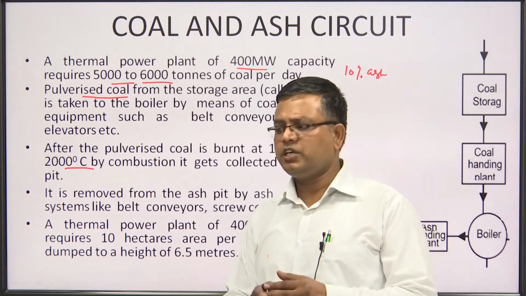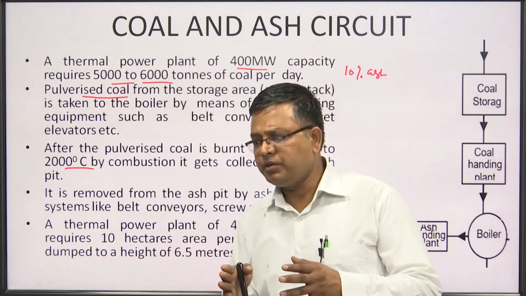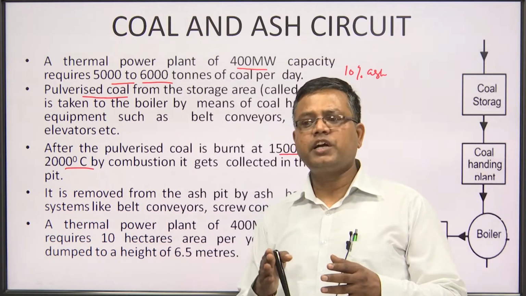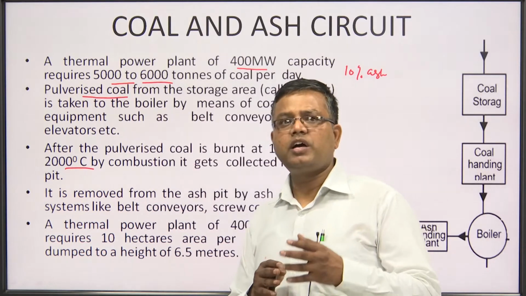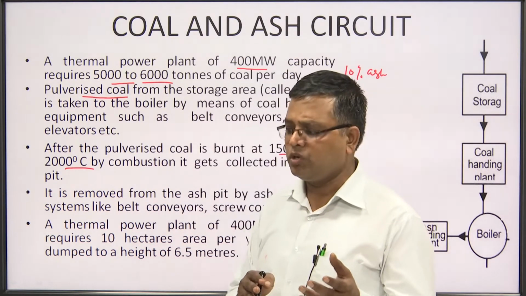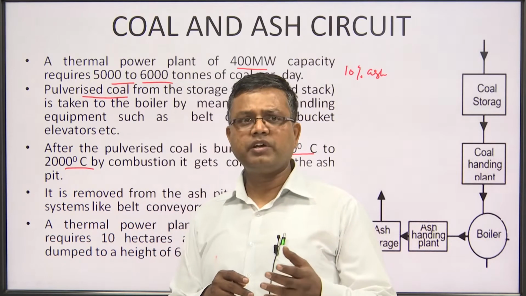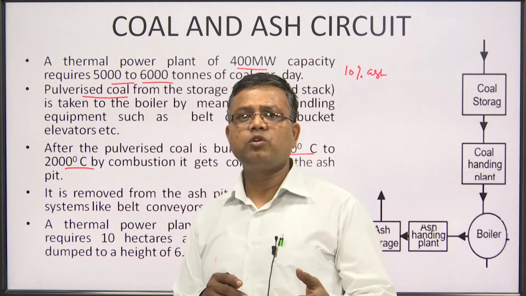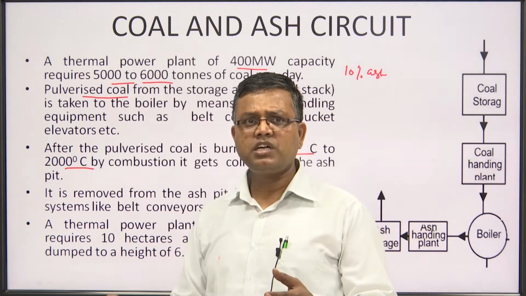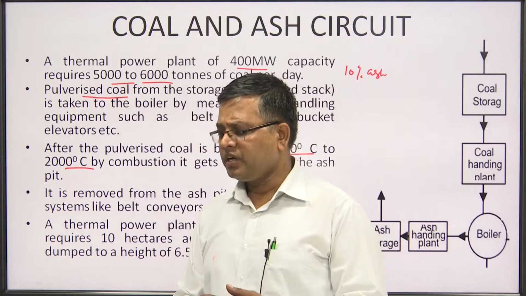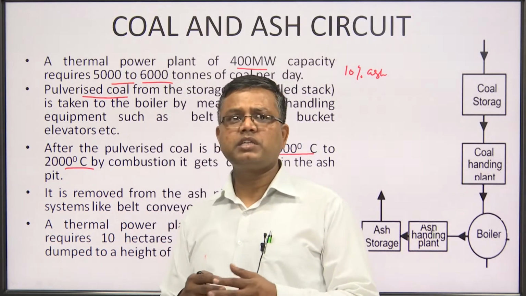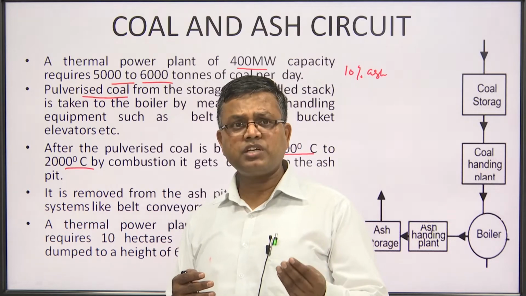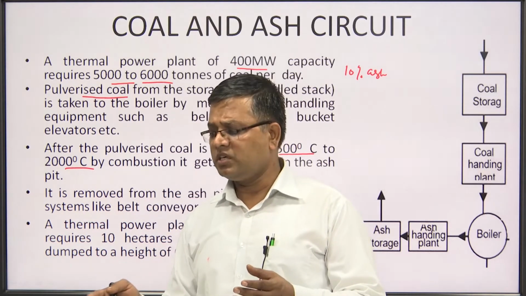So, ash is collected into the ash pit, and from the ash pit it is removed by the ash handling plant. Now, ash handling systems include belt conveyor, screw conveyor, etc., and we can use some hydraulic system, pneumatic system. We will discuss these in a separate lecture, right, because ash has some properties like it is very hot, it is abrasive in nature. So, we will discuss all these in a separate lecture.